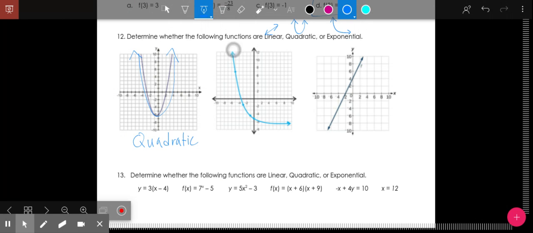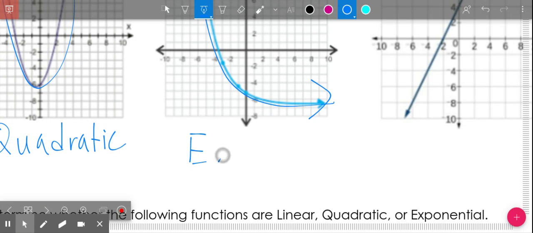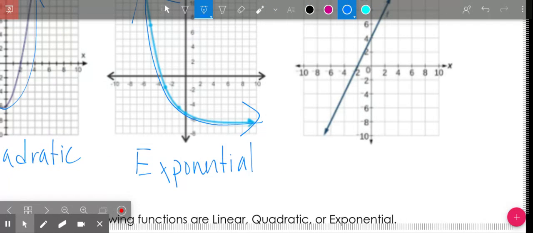If we look at the next one, that's got that nice curve to it, so that's going to be exponential. And the last one is going to be a nice straight line, so that's going to be linear.